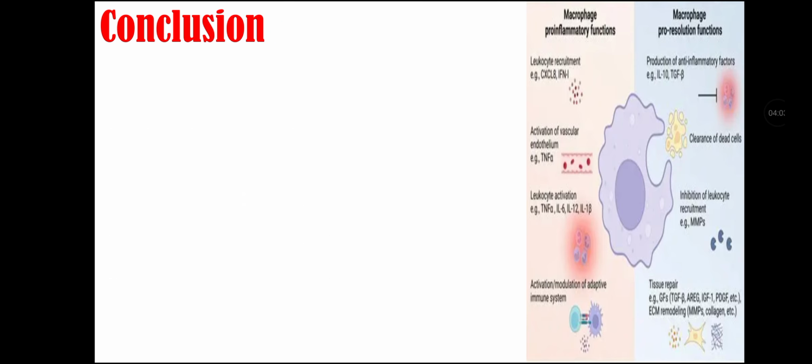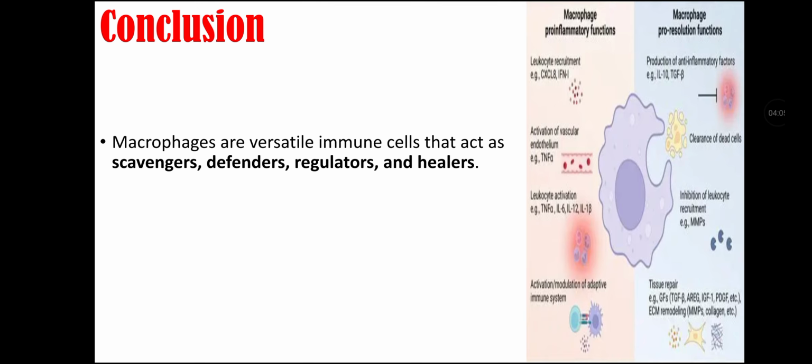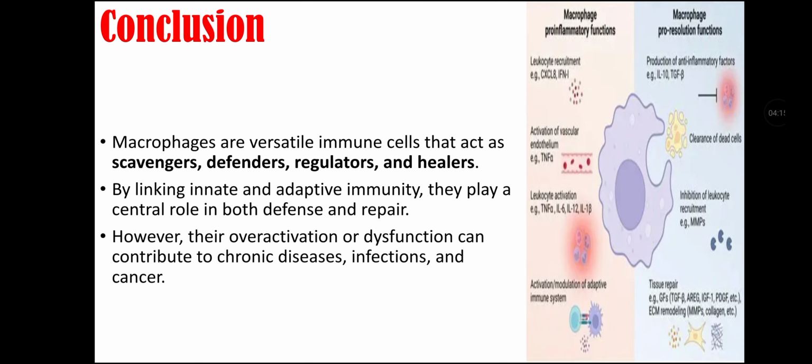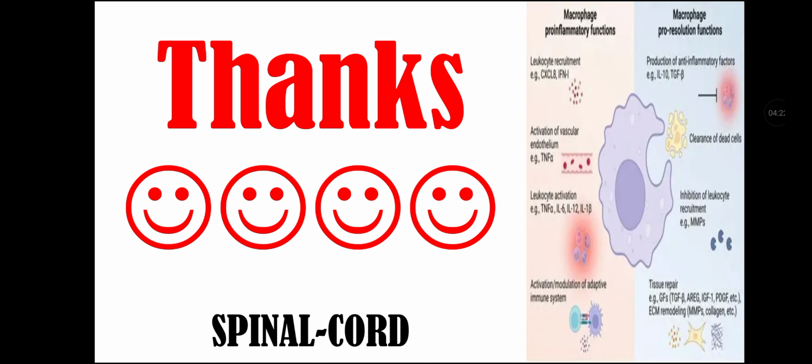Conclusion of this lecture video. Macrophages are versatile immune cells that act as scavengers, defenders, regulators, and healers. By linking innate and adaptive immunity, they play a central role in both defense and repair. However, their overreaction or dysfunction can contribute to chronic disease, infection, and cancer. And this was all about macrophages.